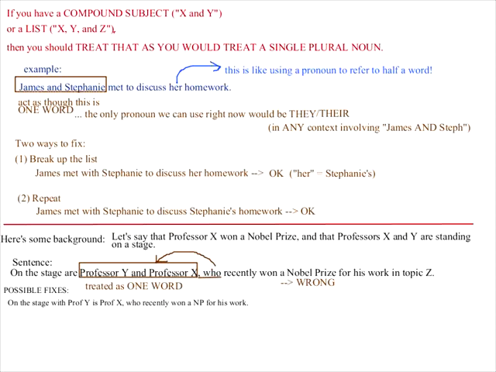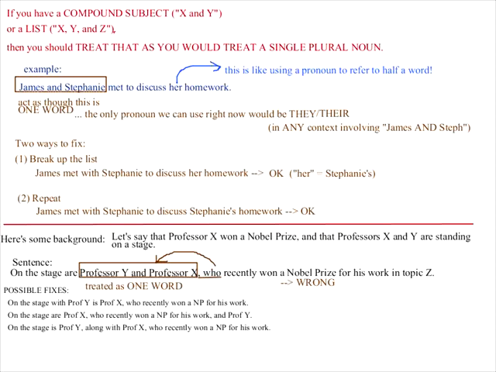On the stage are Professor X, who recently won a Nobel Prize for his work, comma, and Professor Y. There's another one that's on the list here that's also going to work. On the stage is Professor Y, along with Professor X, who recently won a Nobel Prize for his work.